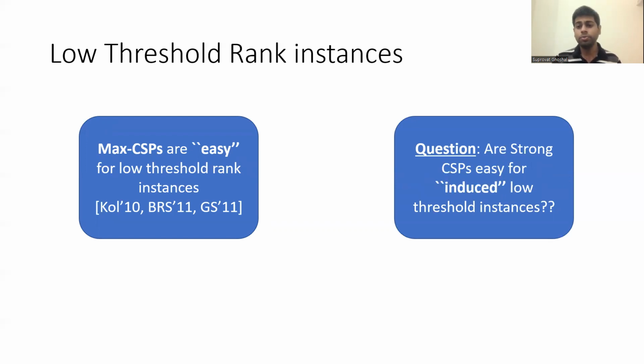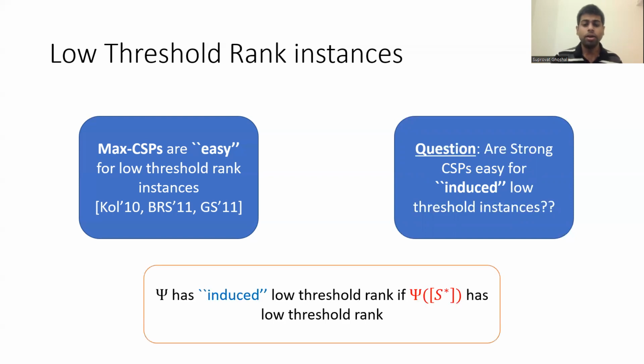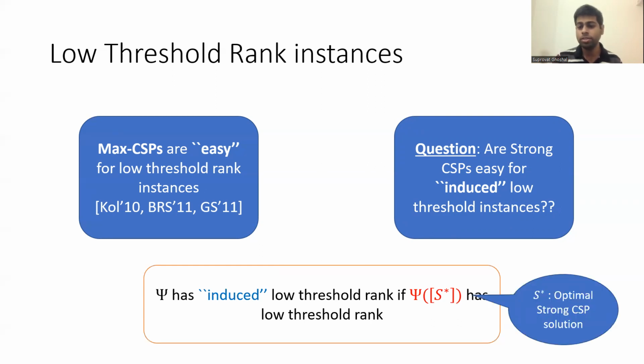Actually, in fact, we want to also study this under a weaker condition where we shall just require the underlying constraint graph to have induced low threshold rank. What does that mean? What we shall ask is that the full instance does not need to have low threshold rank. It just suffices if the graph induced on the optimal solution of the strong CSP instance has a low threshold rank. For example, if the optimal solution is S star, we will just ask that the graph induced on S star have low threshold rank.